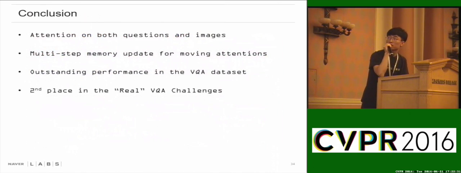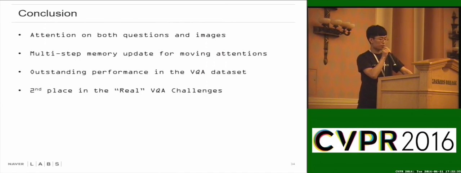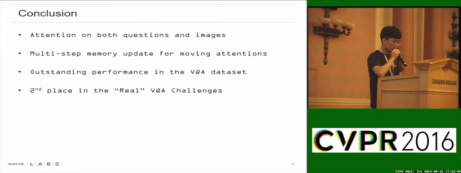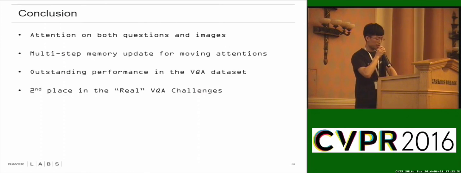To conclude, we proposed a dual attention network to apply attention on both question and images. It also contains a multi-step memory update which enables moving attentions. This approach shows outstanding performance compared with previous methods and took second place in the real VQA challenges.